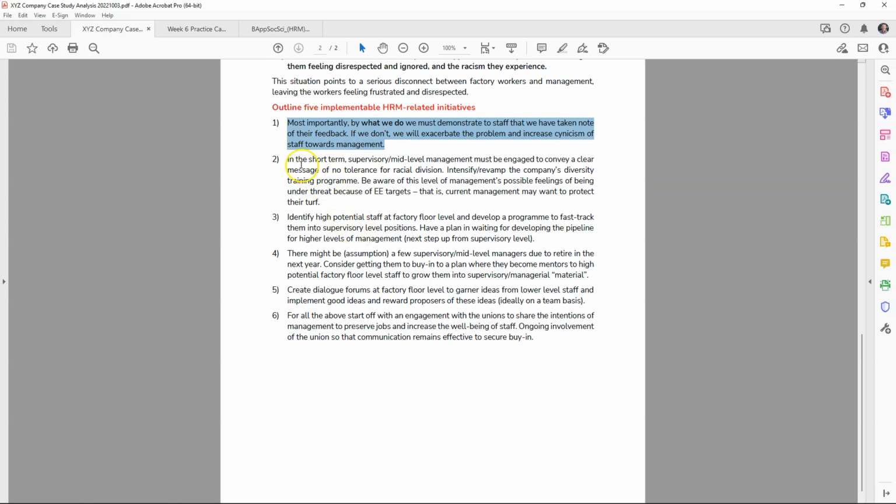And then in the short term, supervisory and mid-level management must be engaged to convey a clear message of no tolerance for racial division, and then the company must act around that, which would tie in with Initiative 1. The company must revamp its diversity training program, because maybe that needs to be done in a better, more effective way. Because the point is, you do need diversity training in a company.